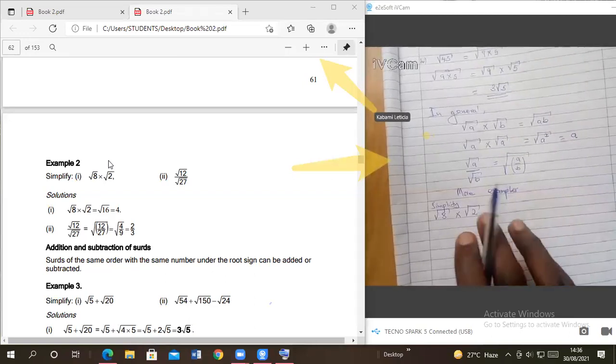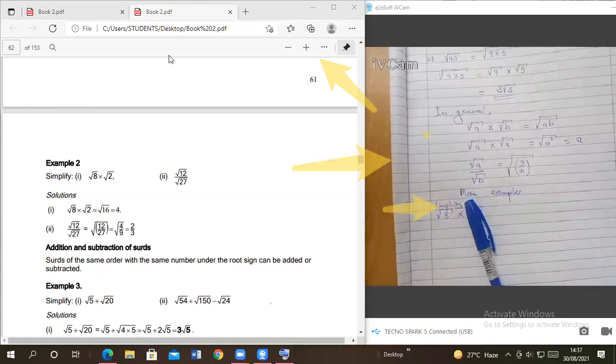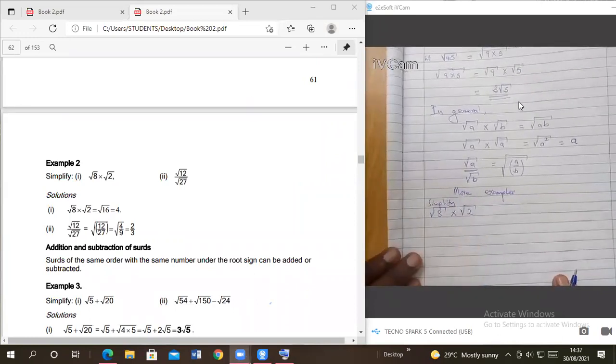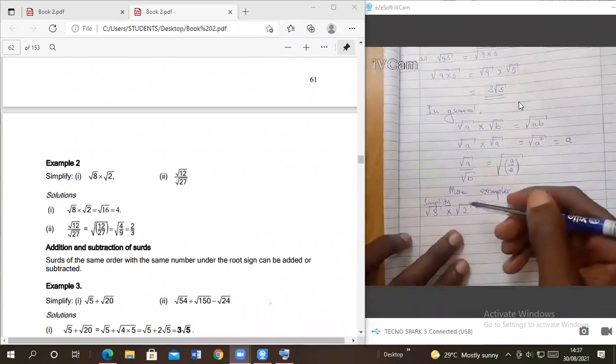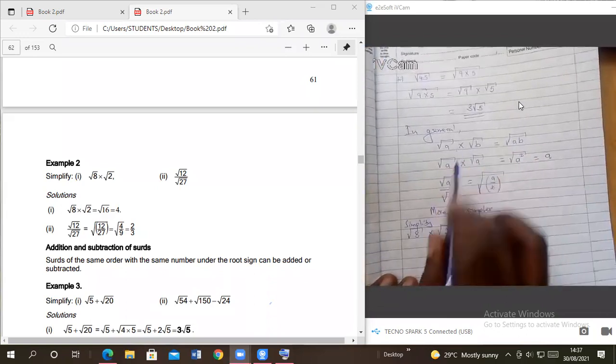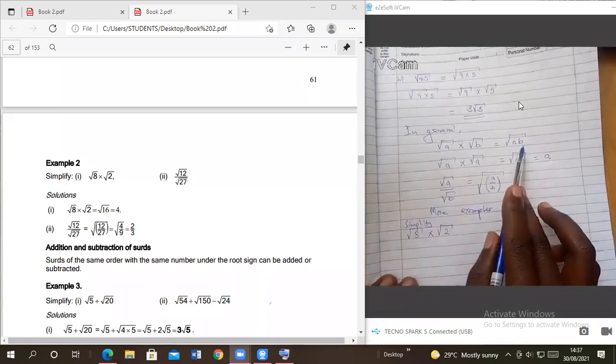Now, members, when you look at this one, root of 8 times root of 2, can we simplify root of 2 further? That one cannot be simplified further, not so? So, using this law we have seen here, root of A times root of B is the same as root of AB.